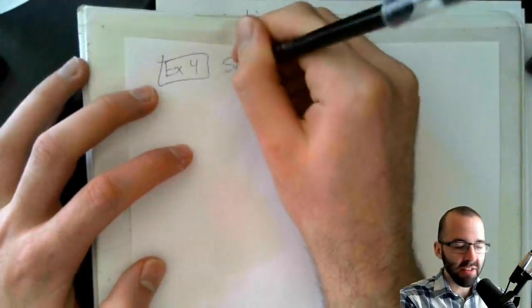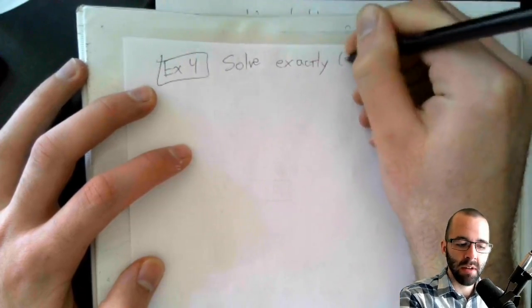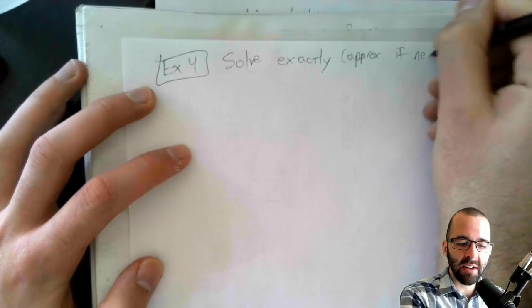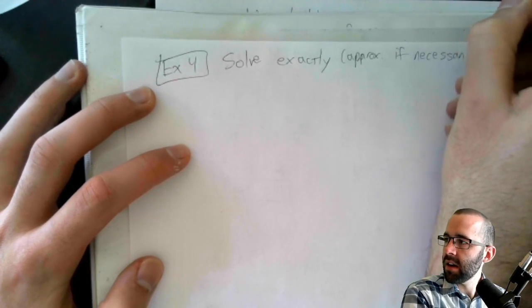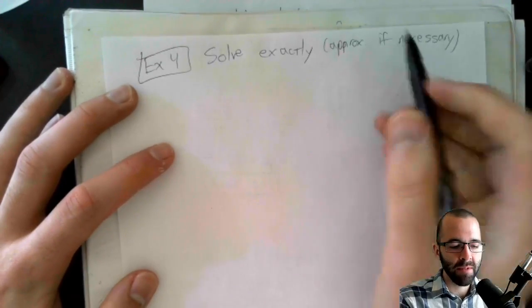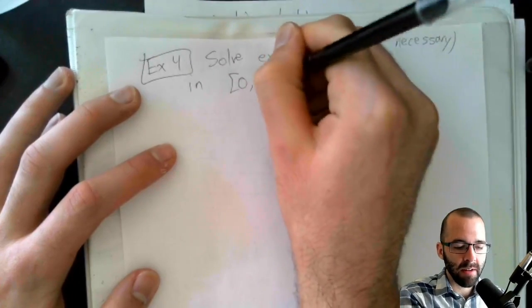So, solve exactly where possible, and approximate if necessary. Solve exactly, but approximate if necessary in the interval 0 to 2 pi.